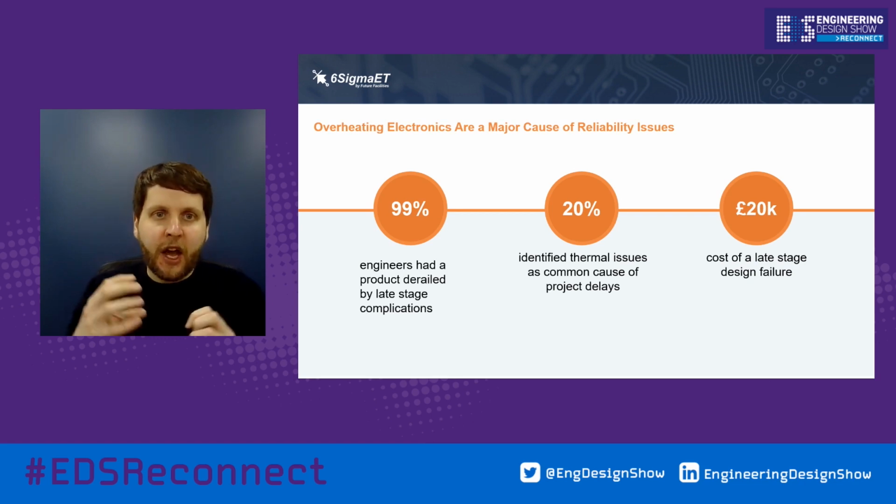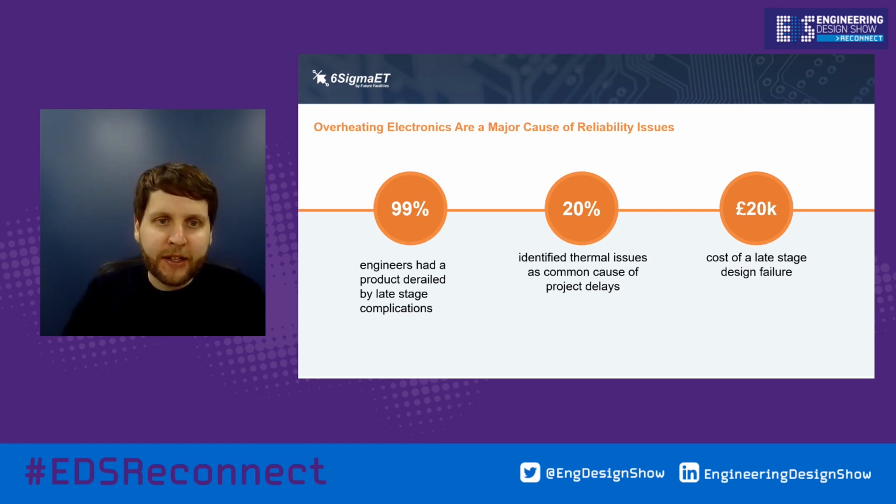And as I said, overheating electronics can cause reliability issues. Almost every engineer we surveyed said that they've had projects derailed by late stage complications, and 1 in 5 of those late design complications was caused by thermal issues. And it's worth remembering that a design failure found really late in the design process can be really costly. It can be £20,000, it could be £200,000, it could be more. The knock-on costs can be huge if an issue is found late in the design process.